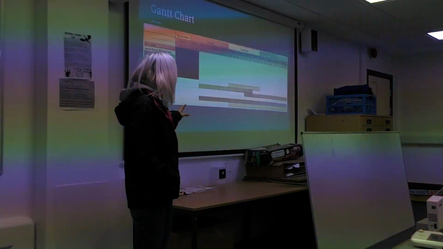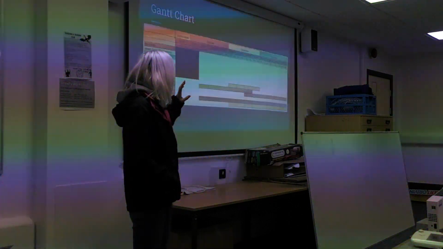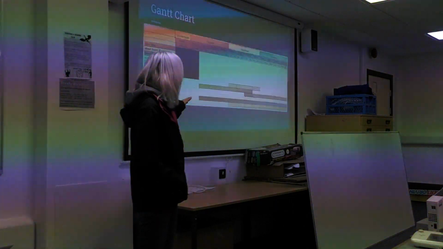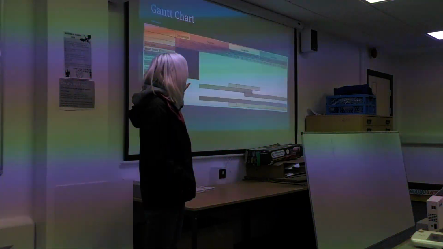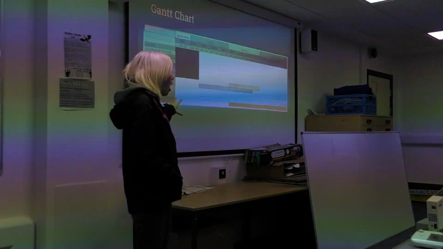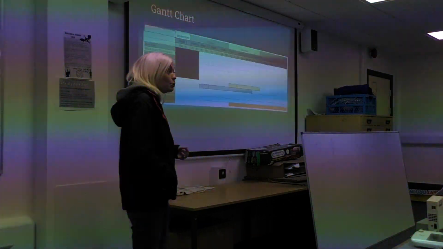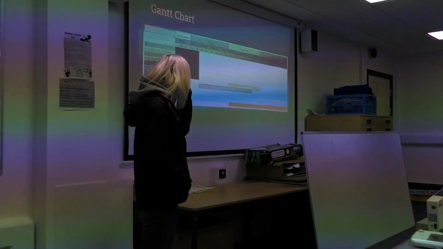So this is the Gantt chart, so this is obviously the project management board, so obviously the different tasks week by week, just so we know, stay on track. Obviously this was the last half, so maybe it'll be a good idea to make a new one for this half project.